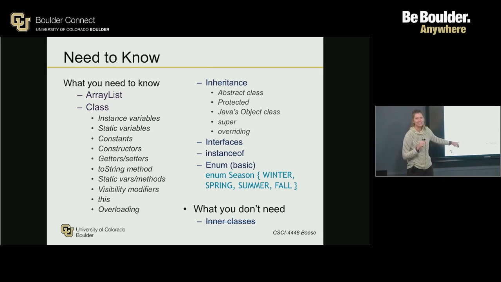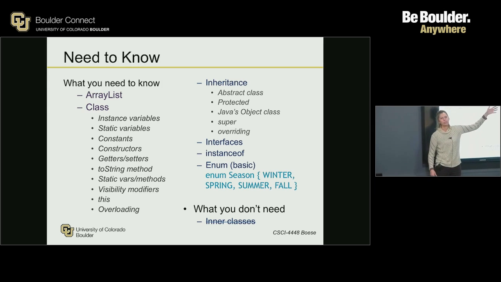We talked about this, referring to this particular class and the variables. We talked about overloading and overriding. Inheritance is where overriding is. We did the abstract class last time, which was with the parent class. If it's abstract, you cannot instantiate it. Protected, the object class, super, and overriding.